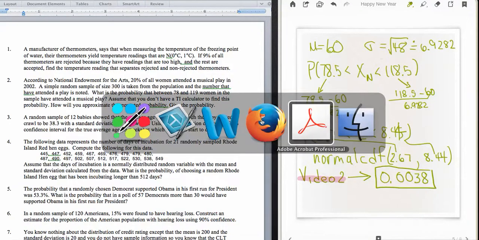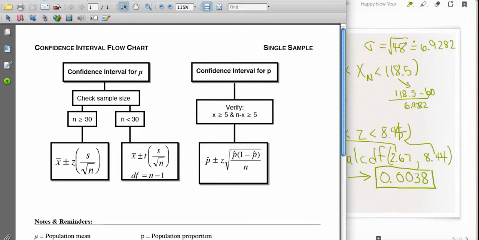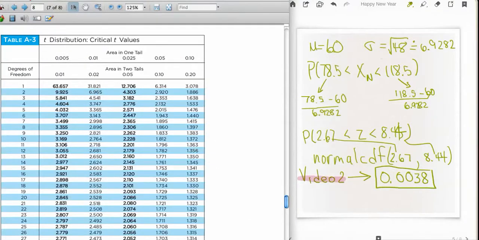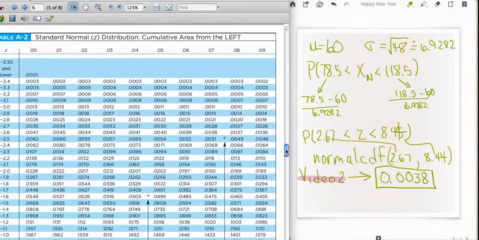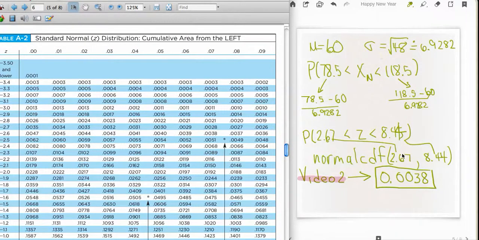I think I have my tables up here. Let me see. It's not this one, obviously. Here's the t-table I've been using. Let's go back to the z. Being greater than 2.67 is the same as being less than negative 2.67. If I go across here to negative 2.67, you see that exact same probability right there.